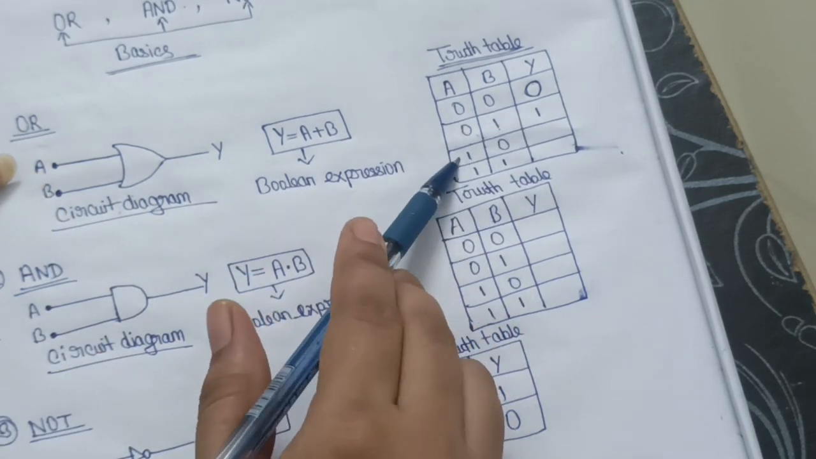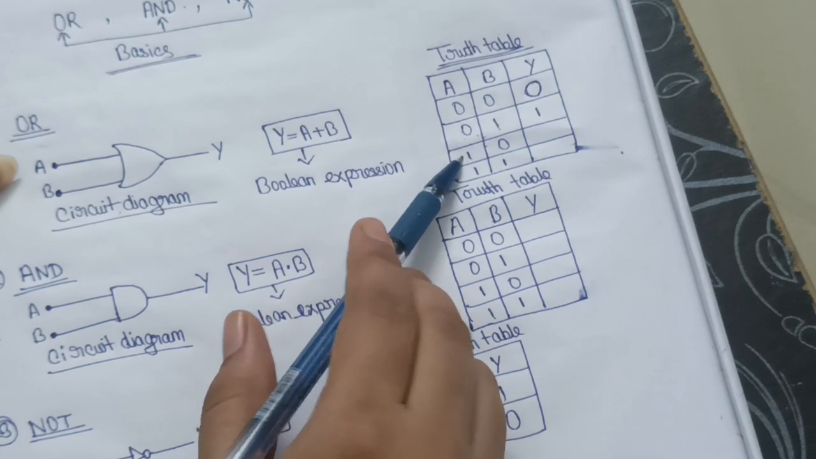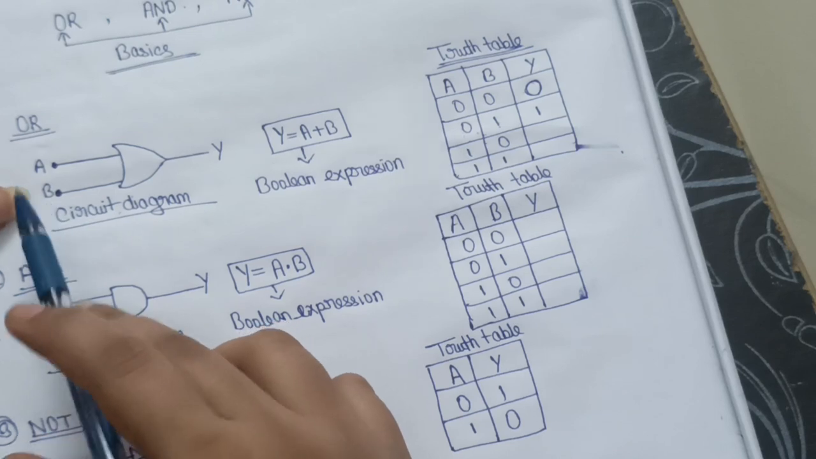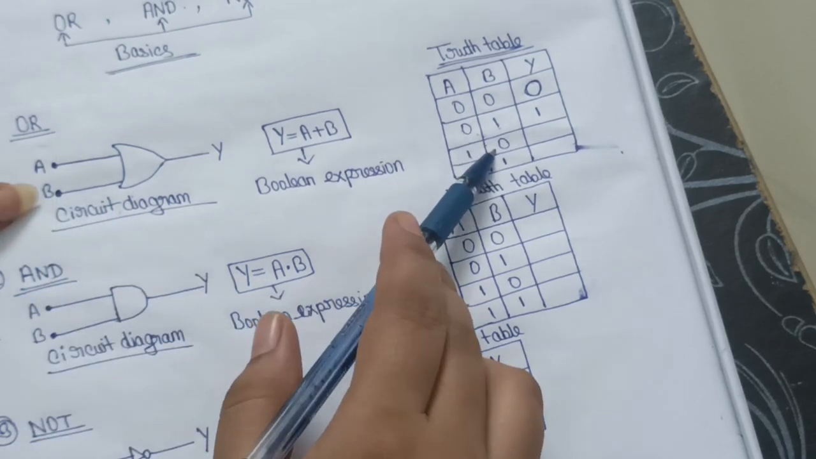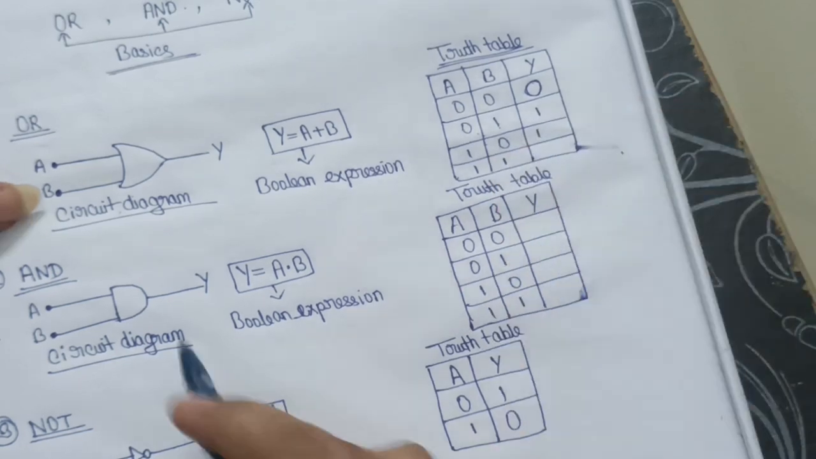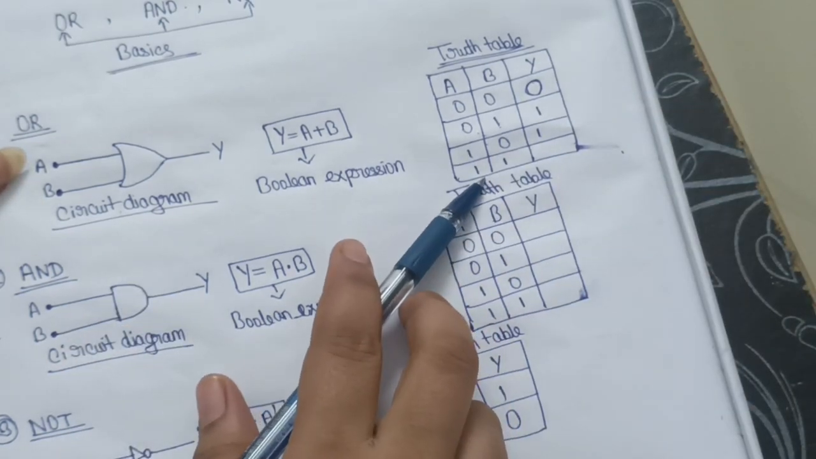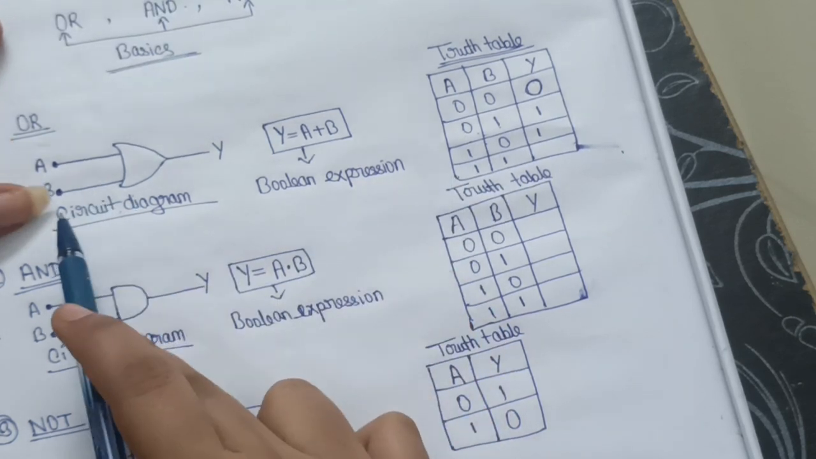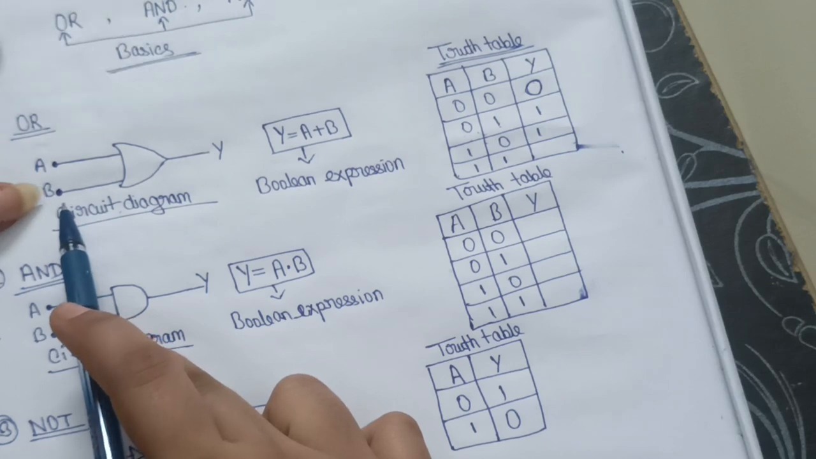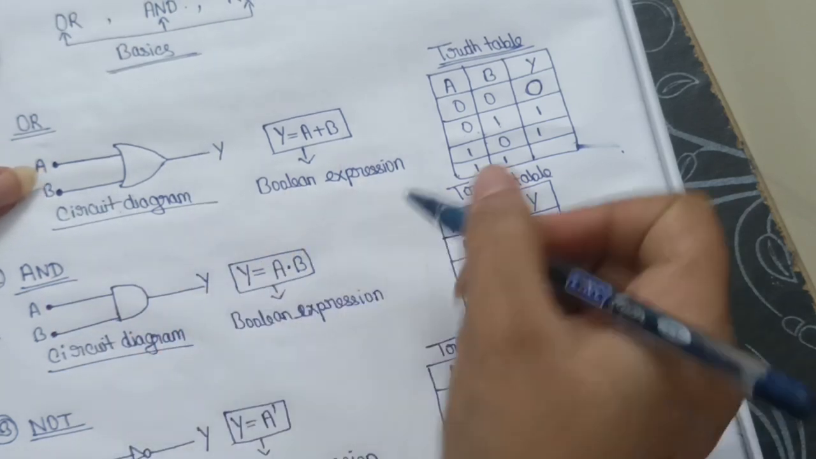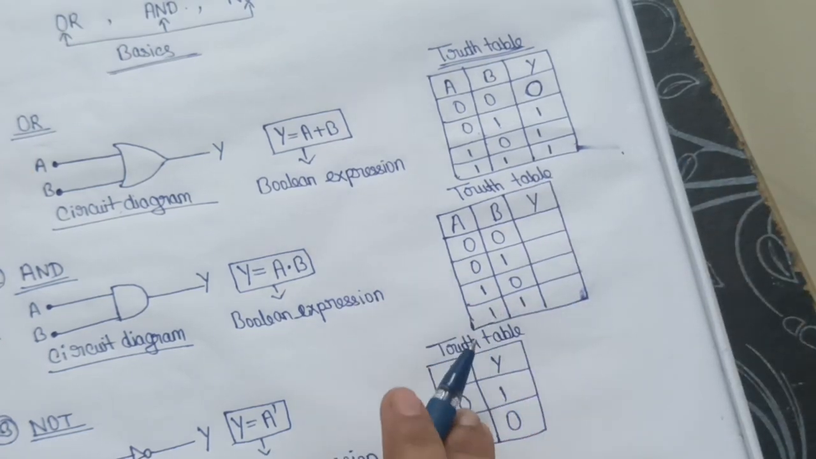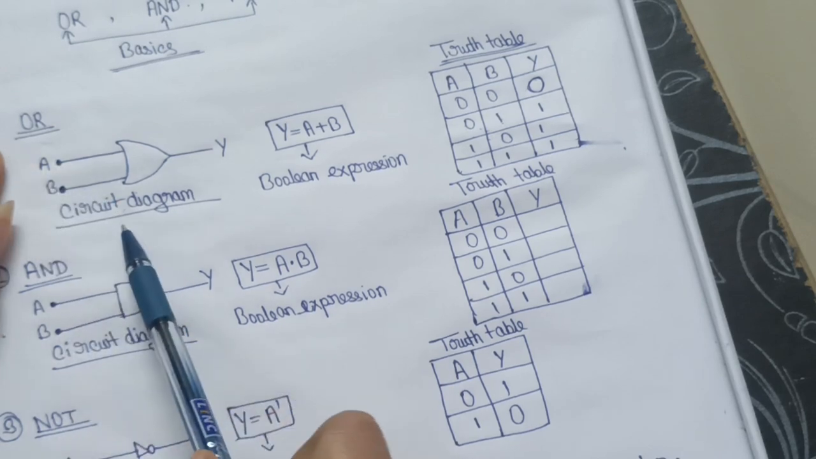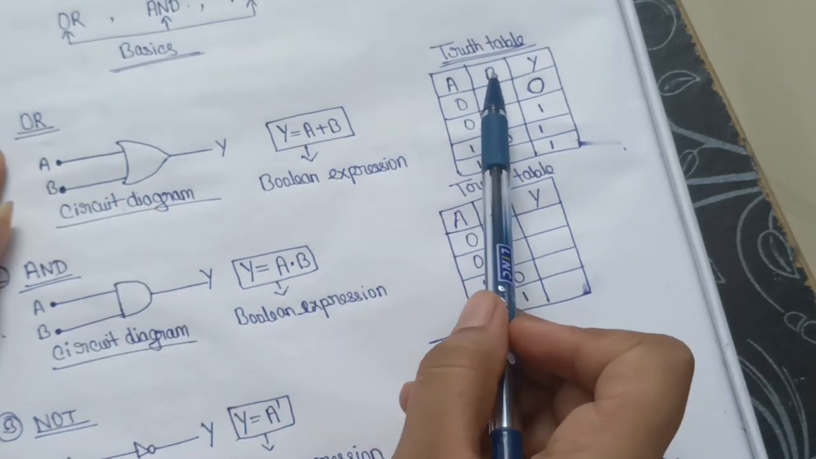The third inputs are 1 and 0. In the previous row, A equals 0 and B equals 1; in this one it is reversed, so the output will be 1. And the fourth is 1 and 1. A equals 1 and B equals 1, so its output will be 1. This is the OR gate circuit diagram, Boolean expression, and truth table.